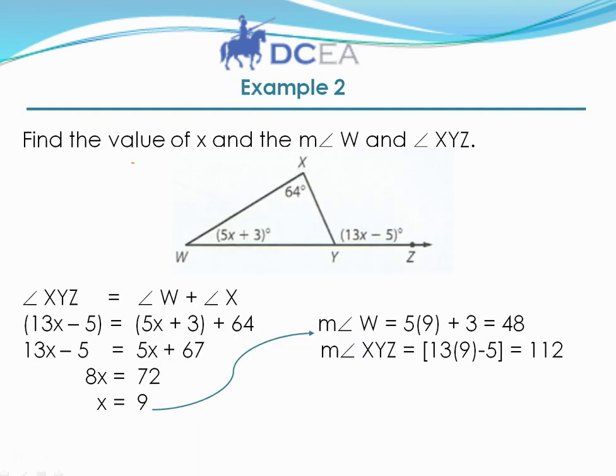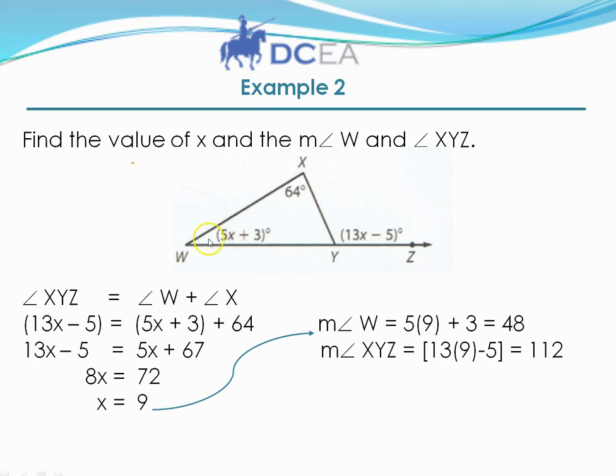Let's do that in an example. If we take the same numbers, we know that these two angles, the angle X and the angle W, add up to XYZ. So let's go ahead and put that in an equation. Let's substitute the values, and we have 13x minus 5 equals 5x plus 3 plus 64. And using algebra, combining like terms on both sides, we have 8x equals 72, divide by 8, and x equals 9. So you've solved for x, but you're not done.